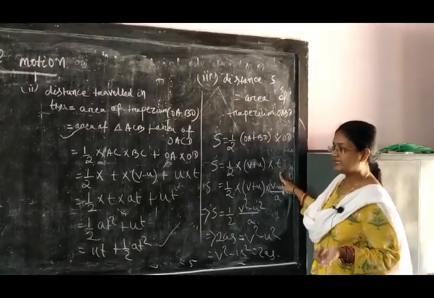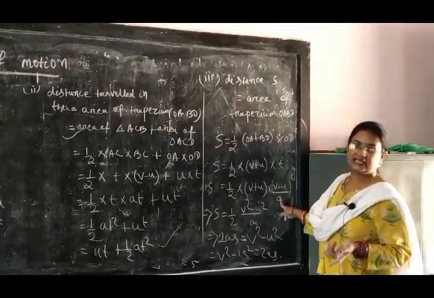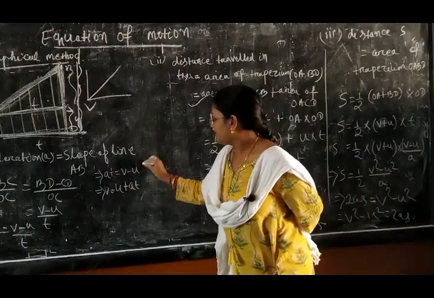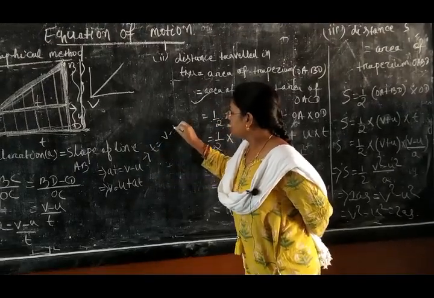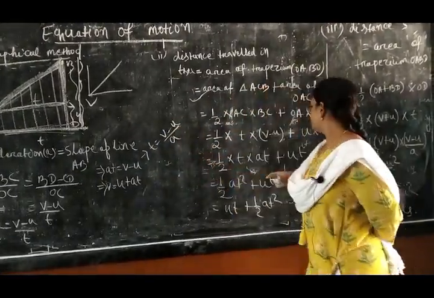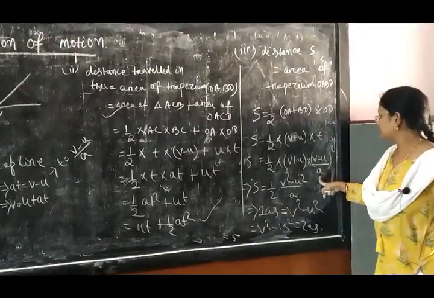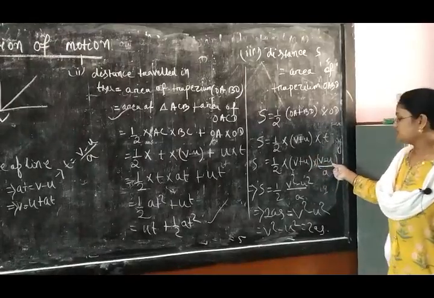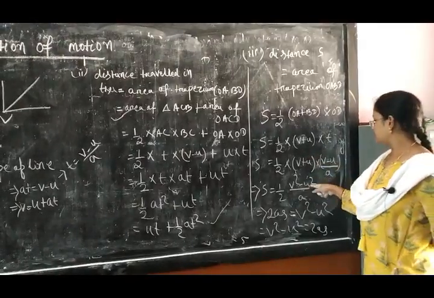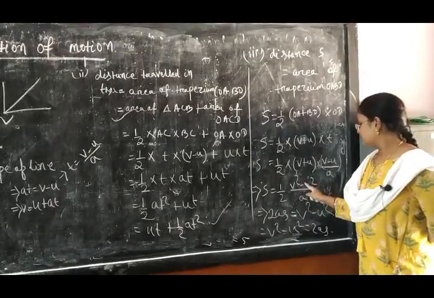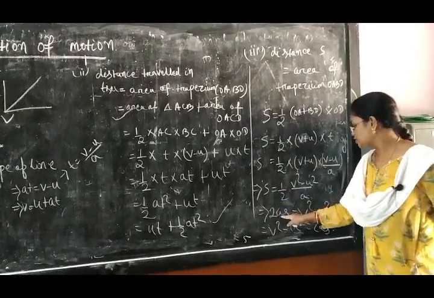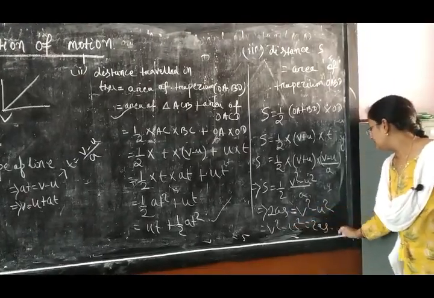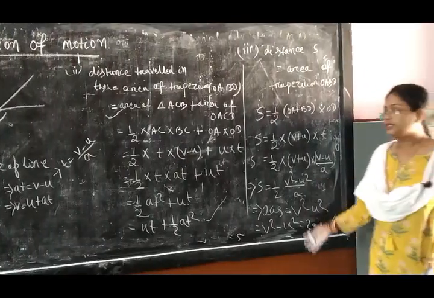And in place of T, we can write V minus U by A. This is from your first equation of motion. You see, AT equals V minus U, and T is equal to V minus U by A. So you just put T equals V minus U by A here, and you see V plus U, V minus U. A plus B into A minus B is A square minus B square. So V square minus U square by A. So V square minus U square, this 2A into S, 2AS is equal to V square minus U square. So V square minus U square equals 2AS. This is your third equation of motion.